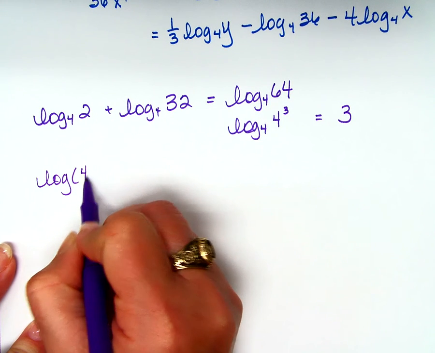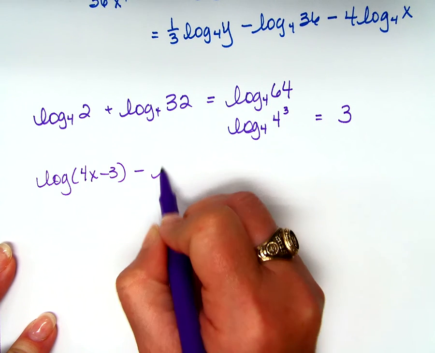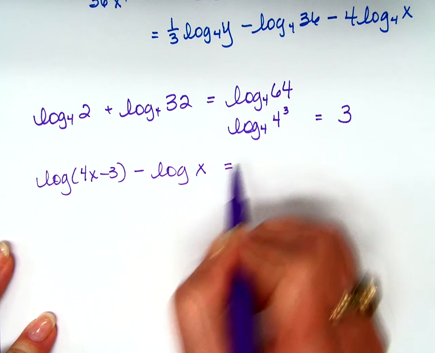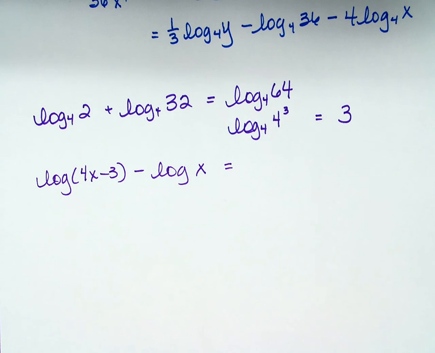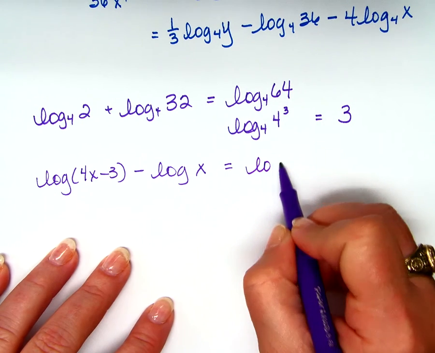Log of 4x minus 3 minus log of x. What's that going to equal? How many times do we write log when we condense? Only once, right? So I'm going to go ahead and write it.